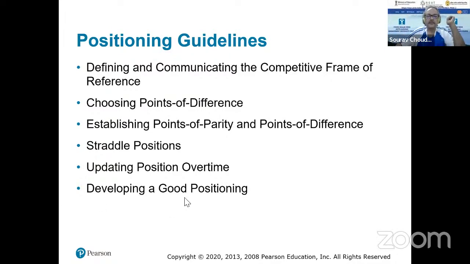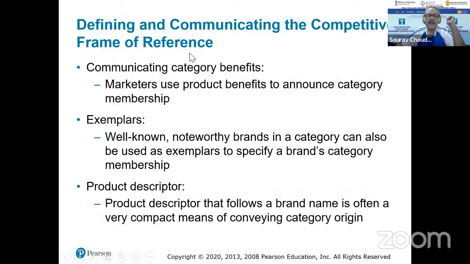So defining and communicating the company framework, communicating category benefits, as we said just now, marketing has used product benefits to announce category membership. So point of parity will be that which ensures category membership. I am in the two-wheeler scooter segment, 100cc scooter segment. That's my category membership. I am in that category. Okay, that's the POP required.